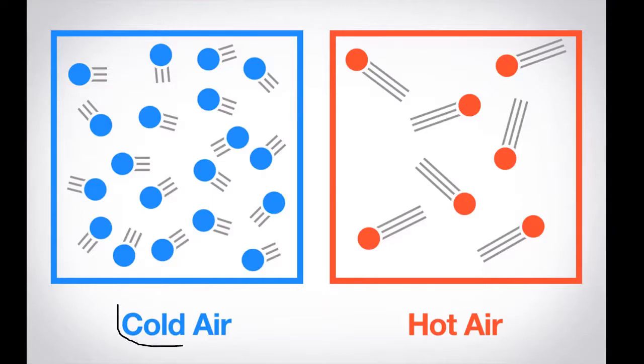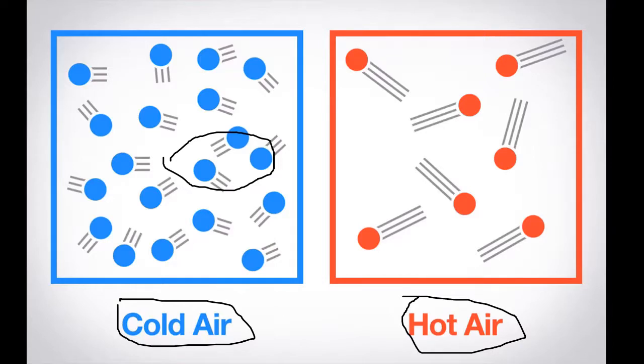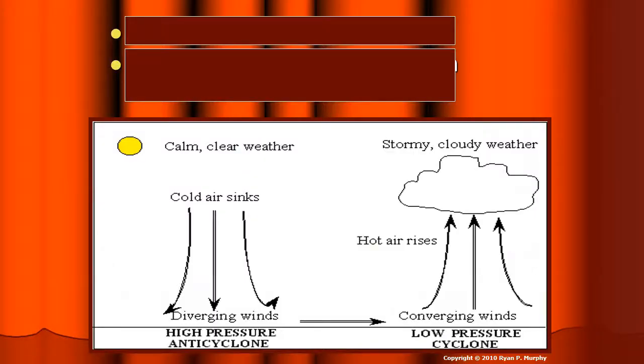We have cold air over here, and you can see that the atoms that make up the air are more closely packed together. They are more dense. And with the hot air over here, the air molecules are more spread apart, so it's less dense. If you remember when we talked about density, less dense things will float to the surface, and more dense things will sink. So this cold air is going to be sinking and heavier because it's more dense. And the hot air is going to be lighter and move upward and float up because it's less dense and less heavy.